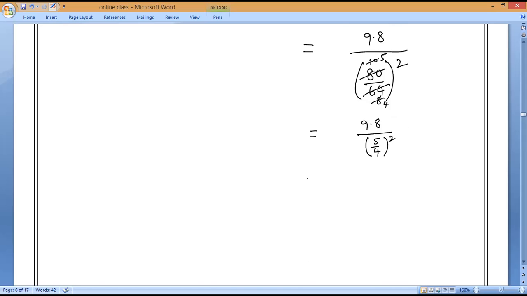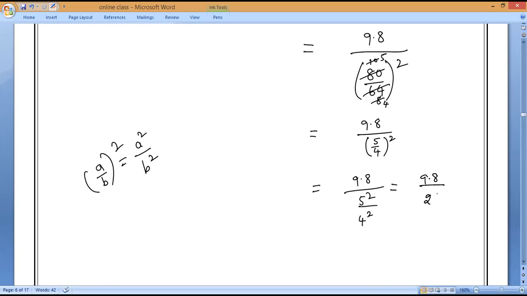Now how can I write it, everyone? 9.8 divided by, can I write this one as a by b whole square? In mathematics, what can I write? a square by b square. So I can write this one as 5 square by 4 square, which is equal to 9.8 divided by 25 divided by 16. Can anyone tell me how we can write this step? 16 will go up in multiplication, divided by 25.